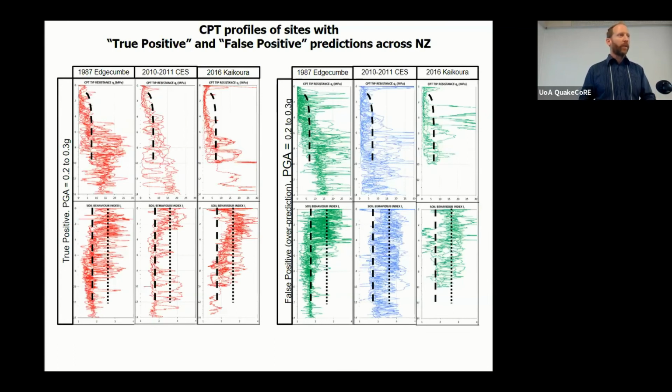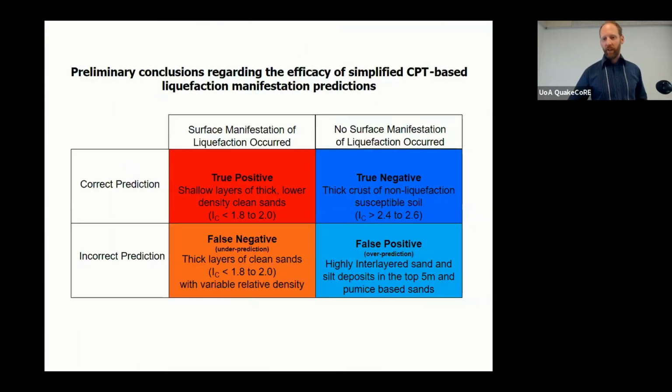This work so far is focused on what the typical characteristics are, what's leading to an over-prediction, and what's leading to an under-prediction using these simplified methods. And so that's really the conclusions wrapped up here: true positive sites are sites where we're predicting liquefaction, and there are shallow layers of lower density clean sands. We're predicting liquefaction, it's occurring, and we can have confidence there.